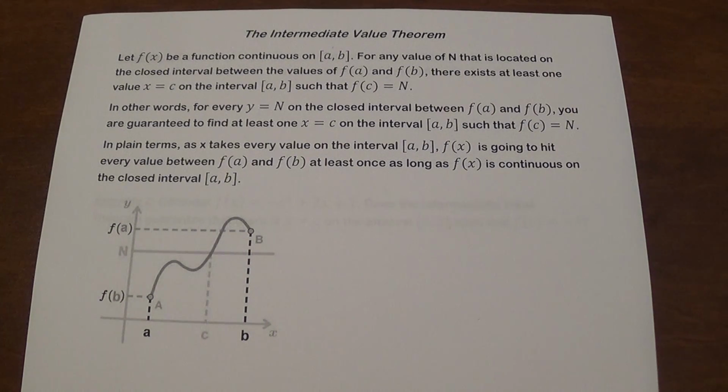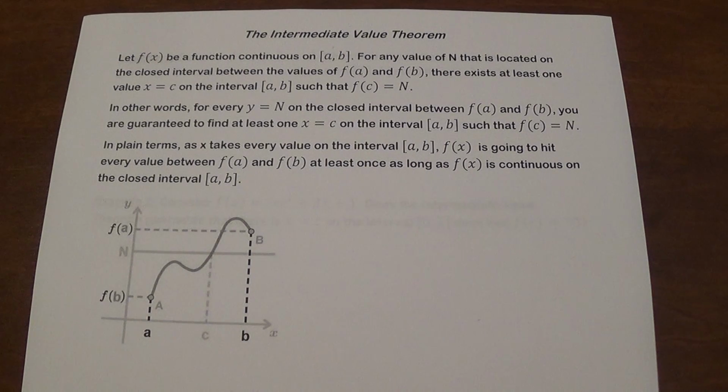In other words, if you pick a value of n on the y-axis between the values of f of a and f of b, you will have at least one value of c that's going to fall on the interval from a to b, where the value of the function will equal the value of n. In plain terms, as you go from a to b on the x-axis, f of x is guaranteed to hit every value between f of a and f of b at least once, as long as the function is continuous.